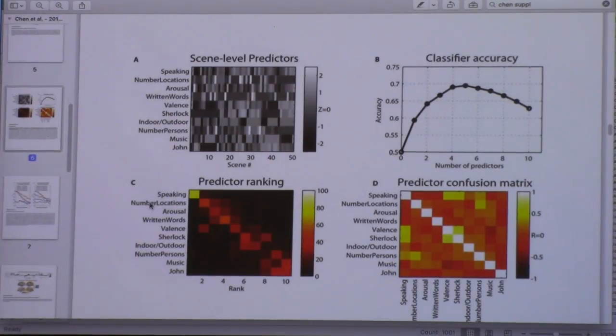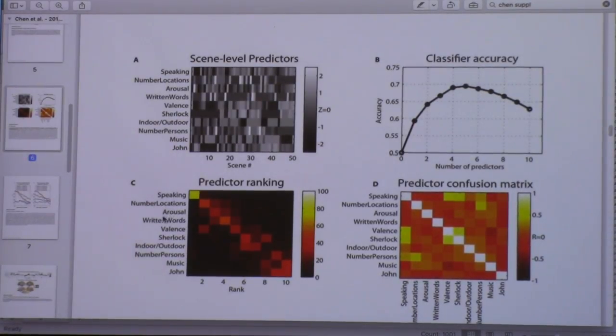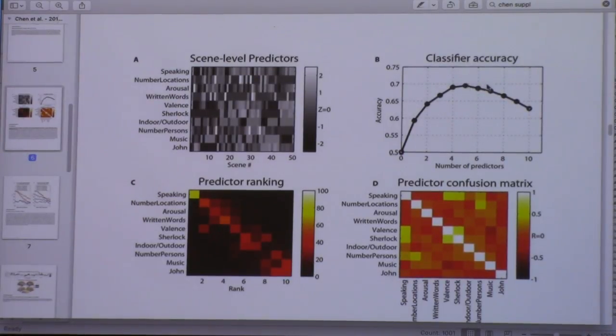The number of locations is the next best predictor. Arousal, written words, valence, and then Sherlock is in here, but after that, adding more labels doesn't seem to improve performance anymore, at least in this region. And we have yet to actually test this everywhere. So you would expect to see something like, in PPA, maybe location-relevant features would dominate as opposed to some of these other features. But that's the approach.